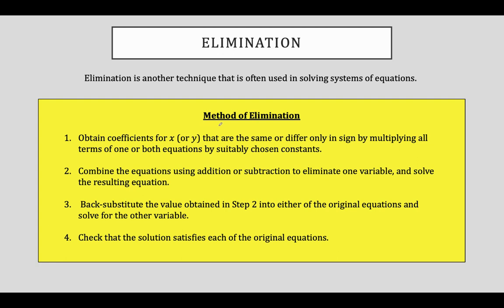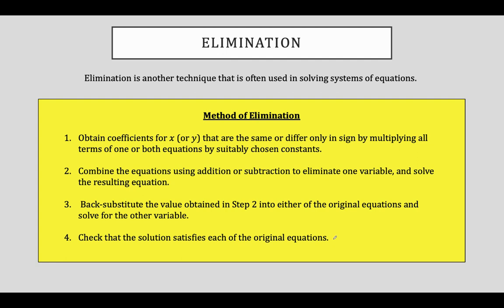Here are your steps for the method of elimination. 1. Obtain coefficients for x or y that are the same or differ only in sign by multiplying all terms of one or both equations by suitably chosen constants. 2. Combine the equations using addition or subtraction to eliminate one variable and solve the resulting equation. 3. Back substitute the value obtained in step 2 into either of the original equations and solve for the other variable. 4. Check that the solution satisfies each of the original equations.